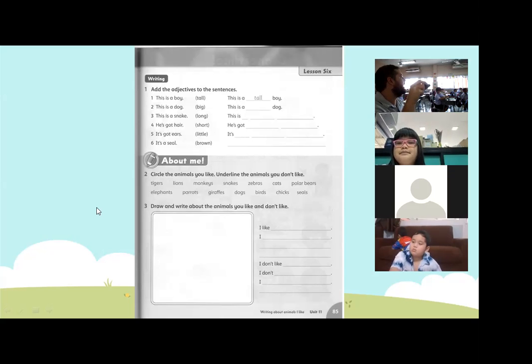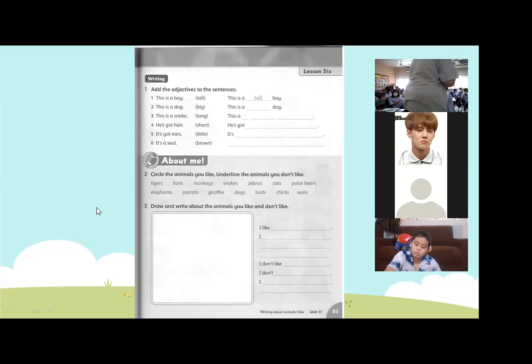85. We need to add the objectives to the sentence. So let's go over our objectives. Number one, our objective is tall. Number two, big. Three, strong. Four, strong. Five, tall. Six, loud. Okay, so number one says, this is a boy. We need to add tall, so we're going to say, this is a tall boy.